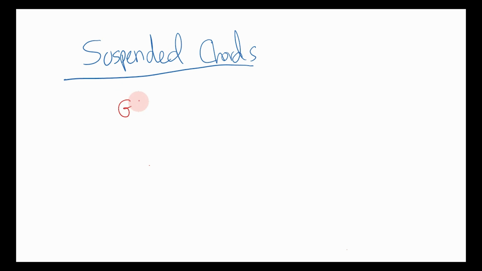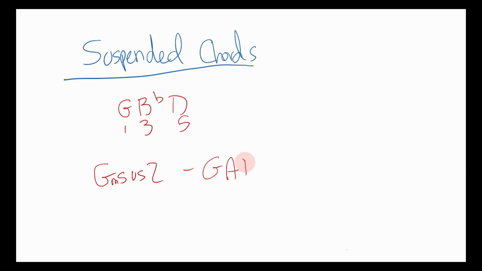Let's take the chord G minor. So G minor is made up of a G, B flat, and D. That would be the first, third, and the fifth note of the G minor scale. So if we want to do G minor suspended 2, all we would do is G, A, D, right? Because that would be the first, second, and fifth. And if we want to do a G minor suspended 4, we would do G, C, D, right? Because that would be the first, fourth, and fifth note.